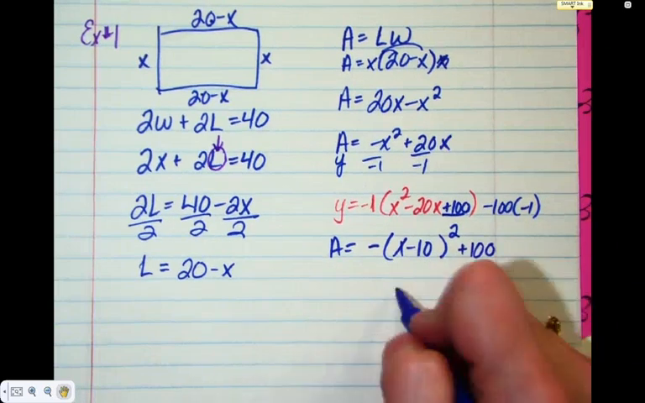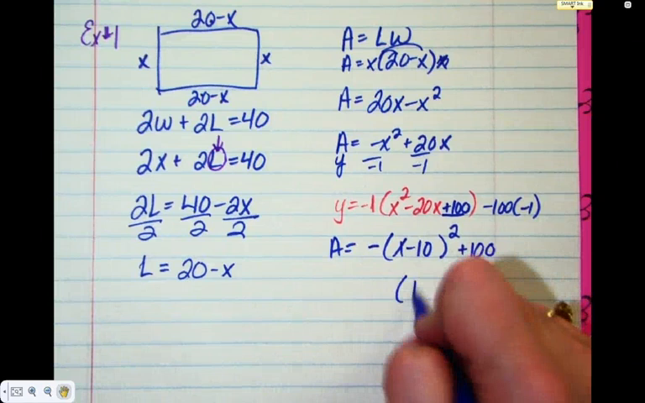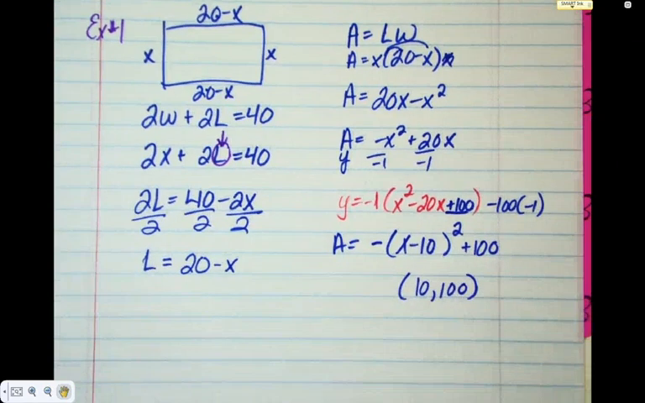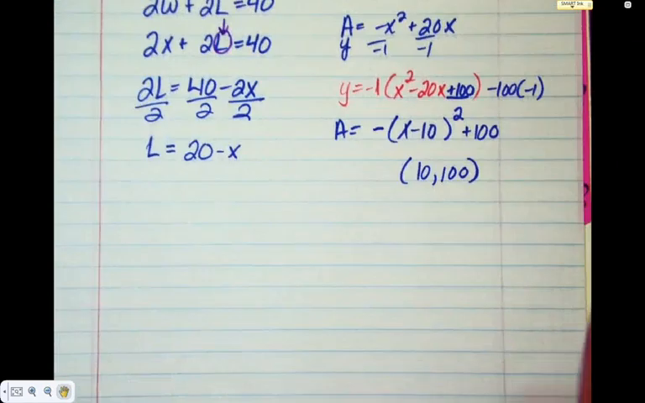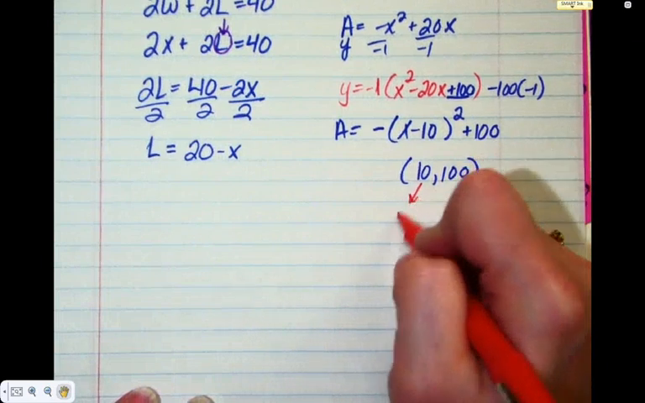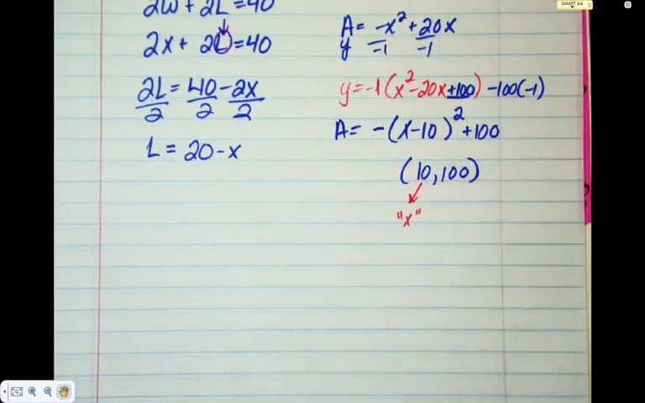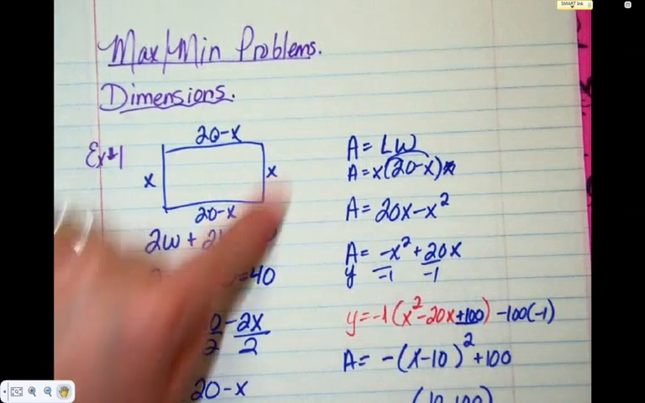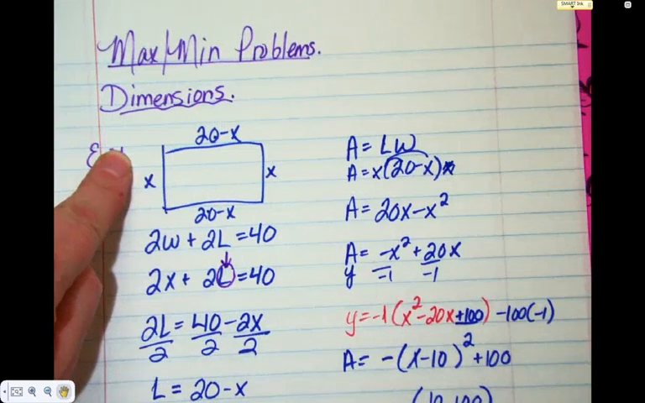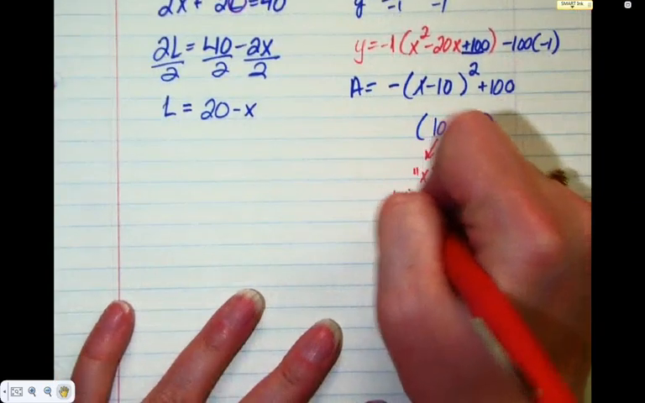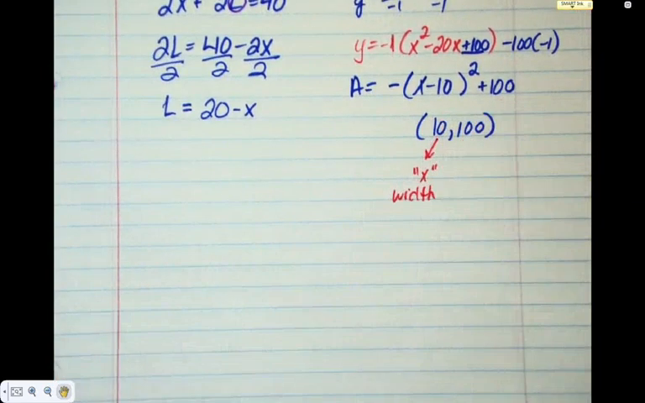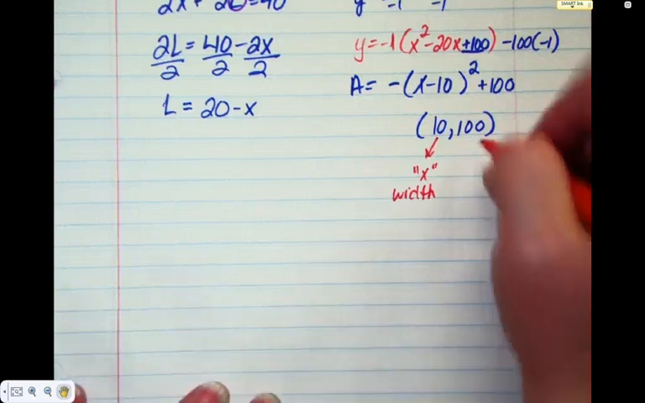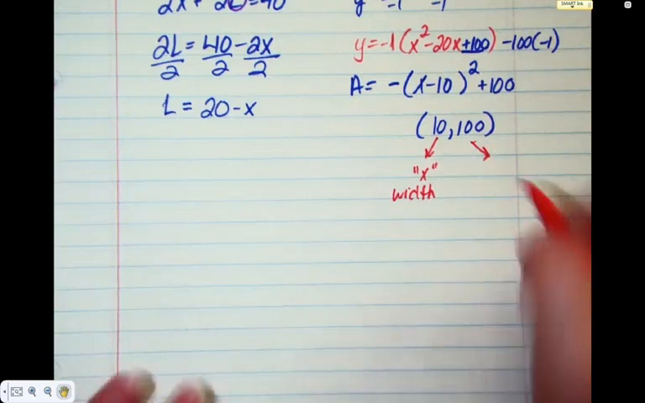State the vertex. Grab them in the red pen. With these questions, the vertex will always be this. This is whatever you called x. And what did we define as x at the beginning of this question? Come all the way back to the diagram. What did we call x? The width. So this is the width. We could have chosen to call the length x and then gone from there. We just happened to call it the width. The second value will always be your max area.